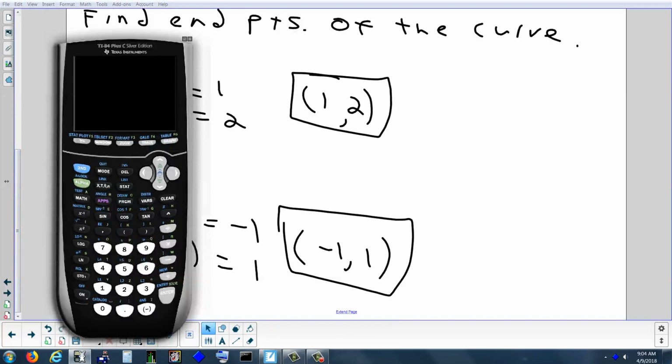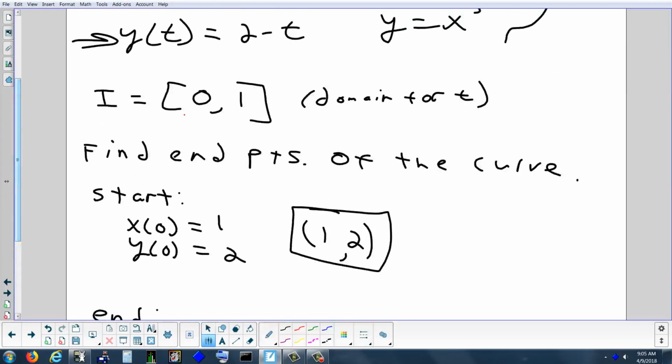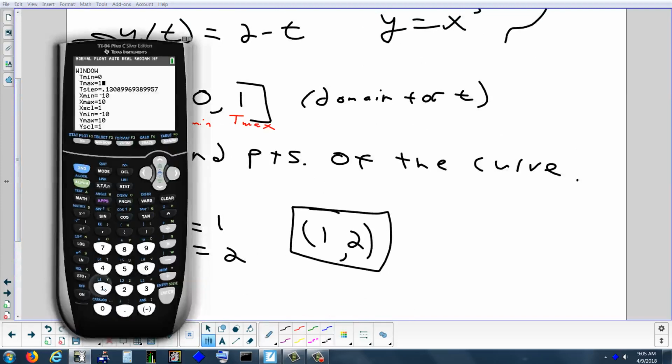All right, so let's make sure we're in parametric, and I am. T-min and T-max, that's right here. So we're going from 0 to 1. Now the T-step is basically what's it going to count by. So just to make it simple, if I put it at 0.1, that means it's going to plug in 0 to plot a point. 0.1, 0.2, 0.3, 0.4, 0.5, 0.6, 0.7, 0.8, 0.9, and 1. It's going to plot those, I think that was 11 points I just said.